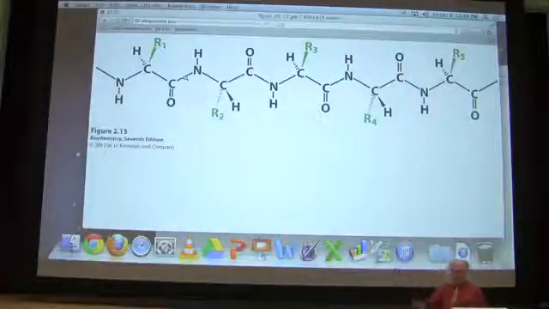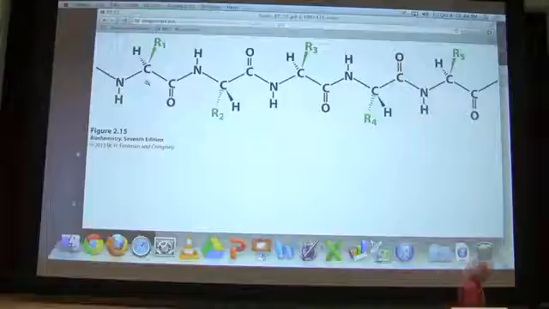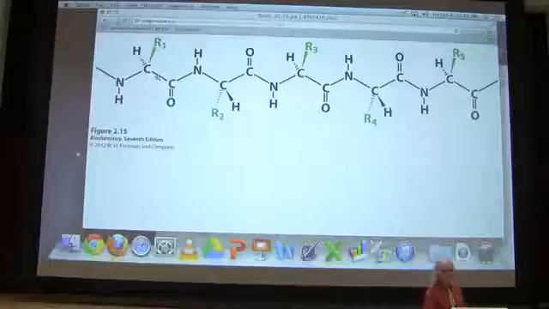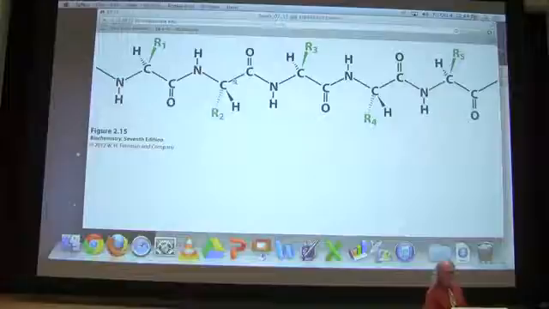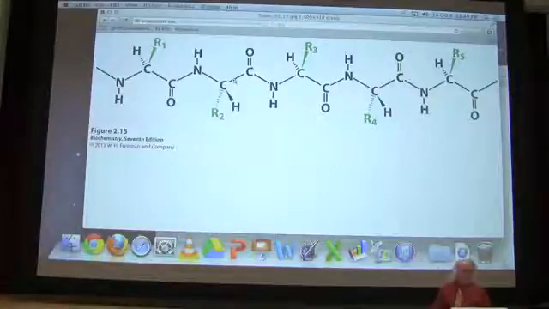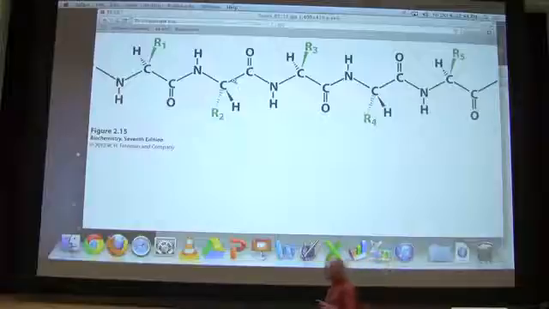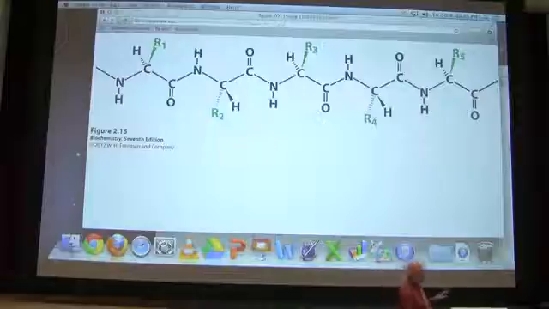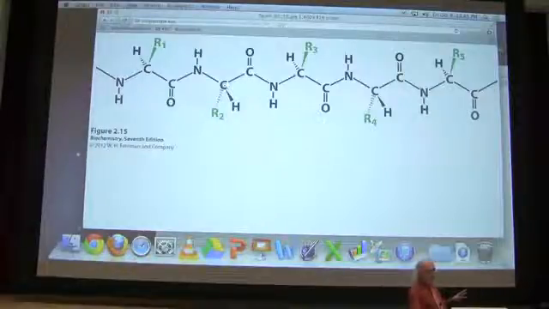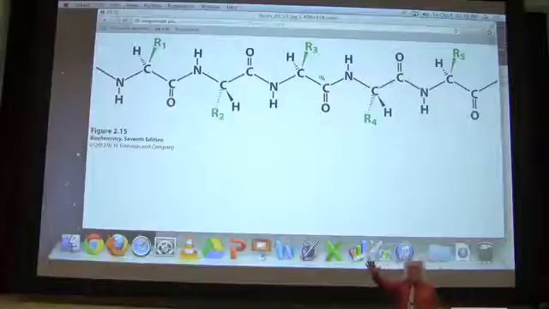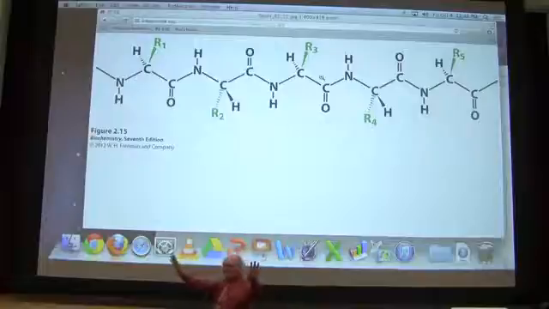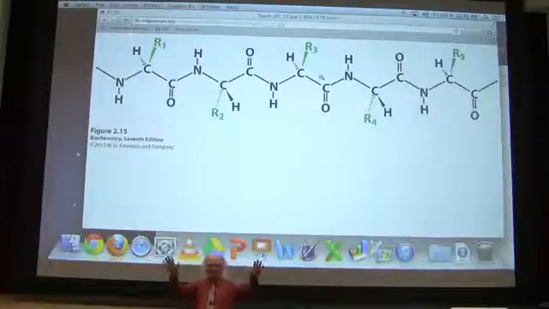However, there are things that can rotate. For example, the bonds around the alpha carbon can rotate just fine. This bond can rotate, this bond can rotate, this bond can rotate, and this bond can rotate. Now, if we look at an individual alpha carbon, let's say this alpha carbon right here, and we look on either side of it, we've got two planes, two flat things, one thing over here and one thing over here. In the middle is an alpha carbon. On either side, we've got flat things, right?